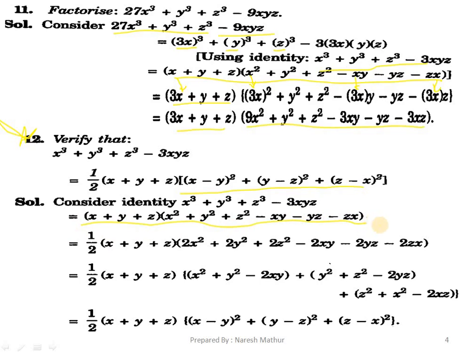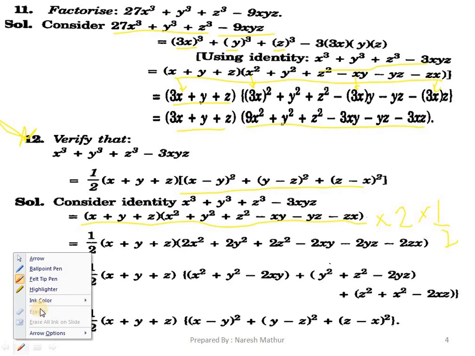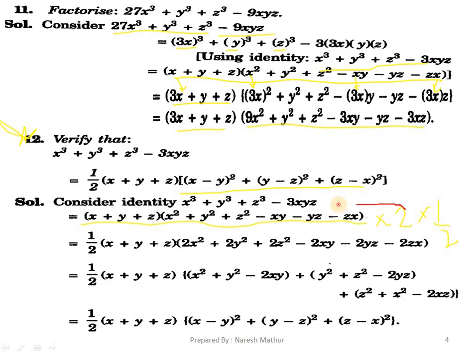This is the identity. Now what we are going to do is multiply and divide by 2. This 2 will be multiplied with this whole term, and this 2 will be in the denominator of the whole term. Now what happens when we multiply the 2 with this term? Let's see. Half of (x plus y plus z) times (2x square plus 2y square plus 2z square minus 2xy minus 2yz minus 2zx).